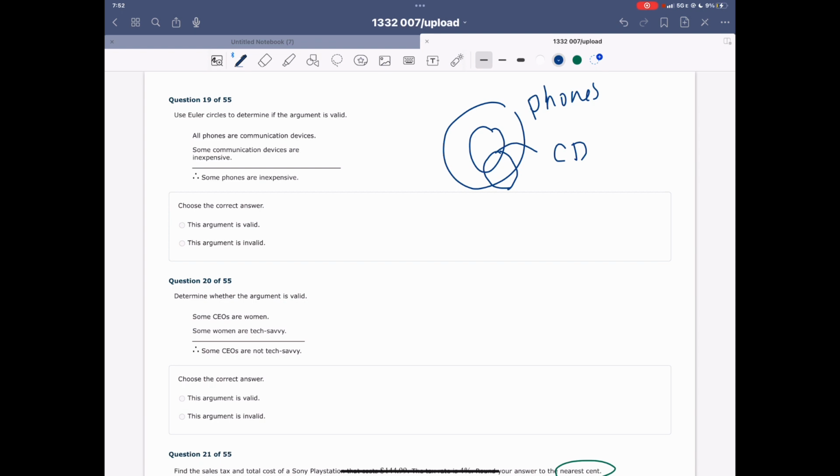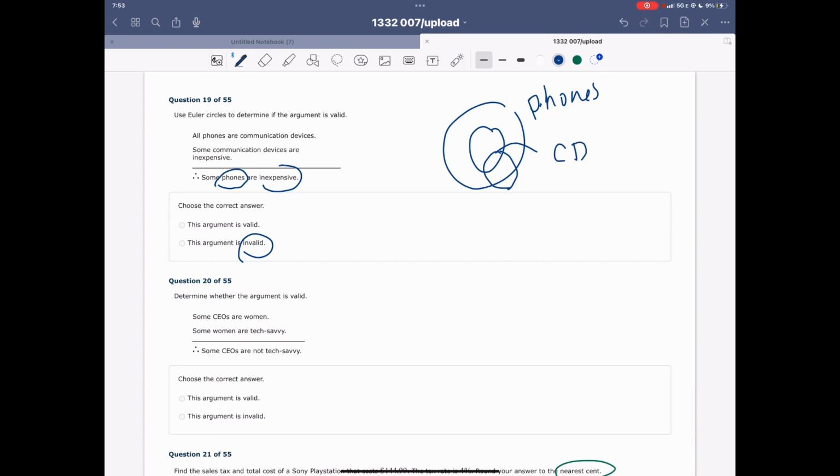So this is invalid, and I'll tell you why. Because we're not making the correlation between phones as inexpensive. It would have been all phones are inexpensive for it to be valid.